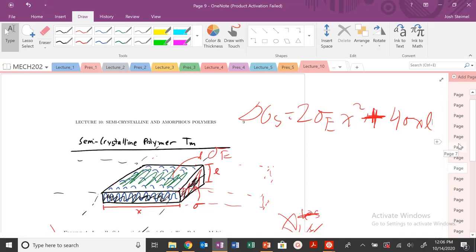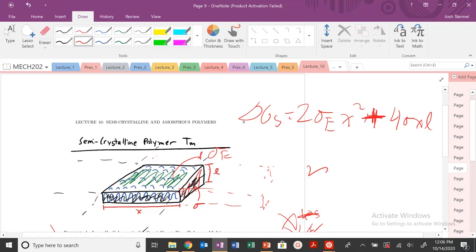Actually, where's my pen? Let me switch to my pen. Hopefully it's working. Oops, my pen is not working too well right now. Let me see if I can get it back in function. There we go. Now we're back in action.